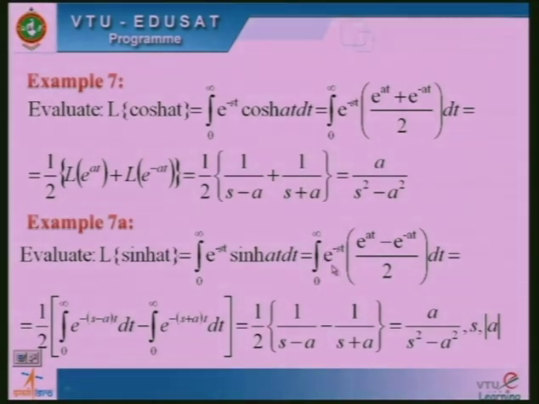Once again I have to multiply e raised to minus st into e raised to at, and e raised to minus st into e raised to minus at. 1 by 2 is constant, so you can keep it as it is. The base is the same, so you can add the powers. I hope you will get these two terms. Immediately you can integrate: 1 by 2 is constant, and the integration of this function gives 1 divided by s minus a, and 1 divided by s plus a. Again you can take the LCM and simplify. After simplification you will get a divided by s square minus a square. Here s is greater than modulus of a.